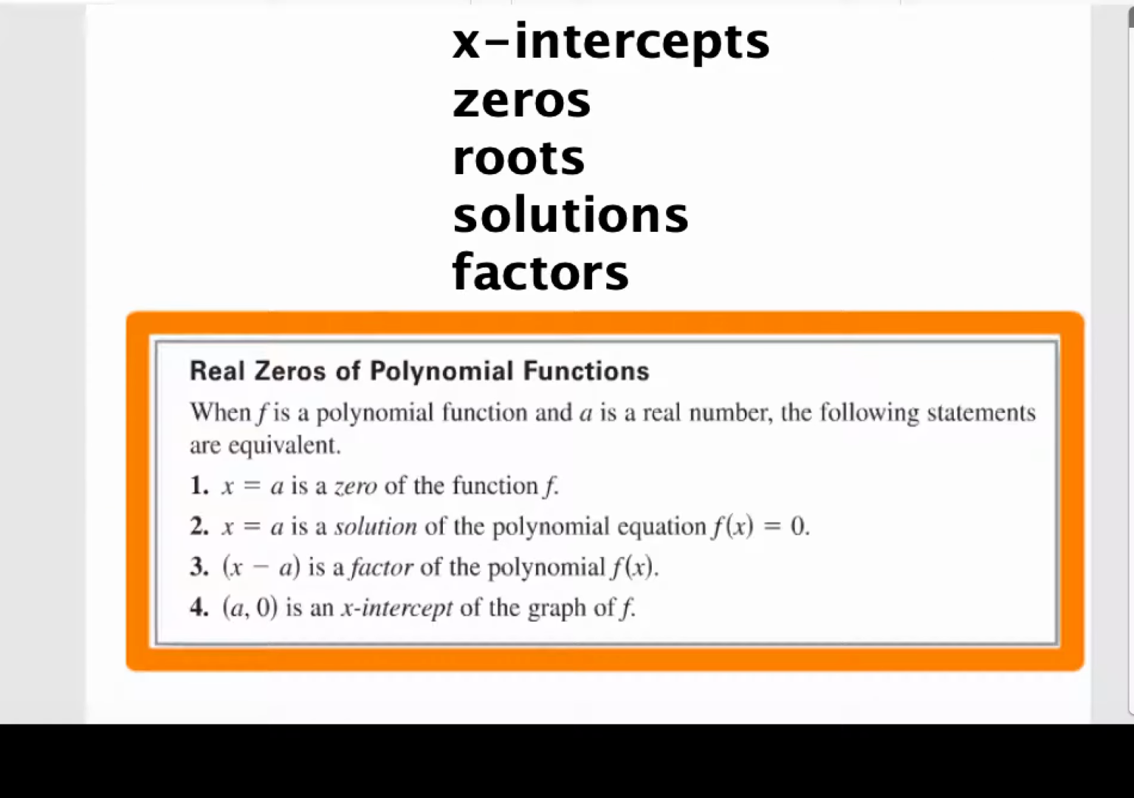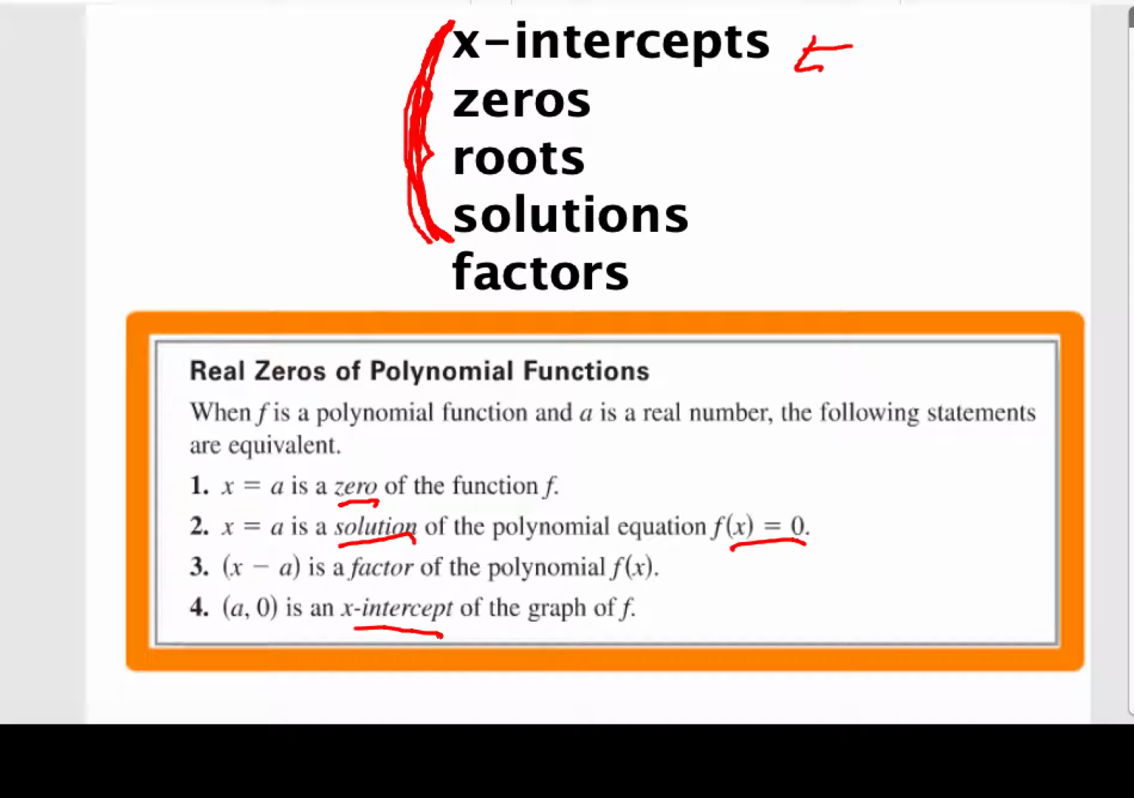First of all, we just want to remind ourselves x-intercepts are also called zeros and roots and solutions. Those are all really names for the same thing. X-intercepts do need to be real, whereas the other three can all be imaginary. But all of them basically come down to saying if we have a function f of x, then x equals a is a zero of the function if a is also a solution to the polynomial when it's equal to zero, and if it's an x-intercept on the graph.